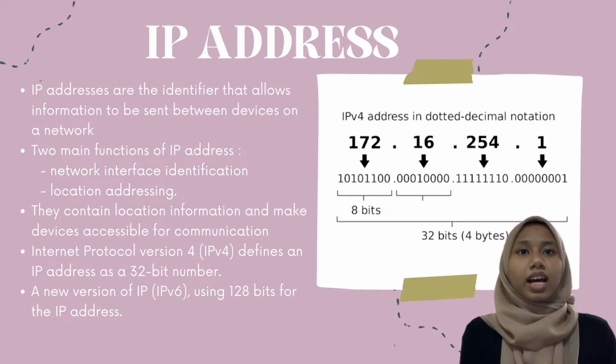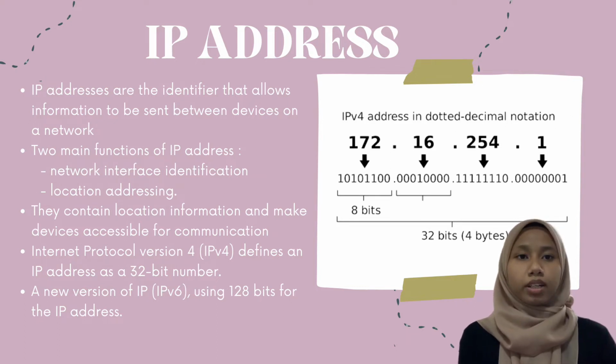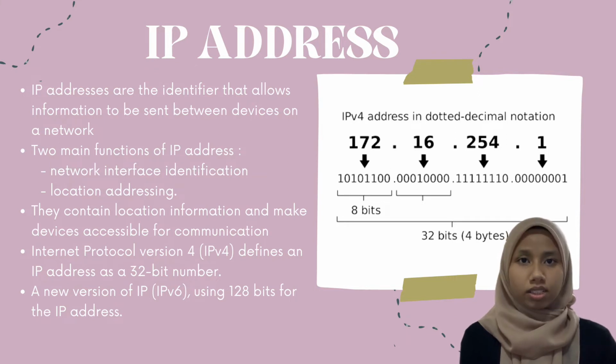IP addresses are the identifiers that allow information to be sent between devices on a network. There are 2 main functions of an IP address. Firstly, as network interface identification, and secondly, as location addressing.